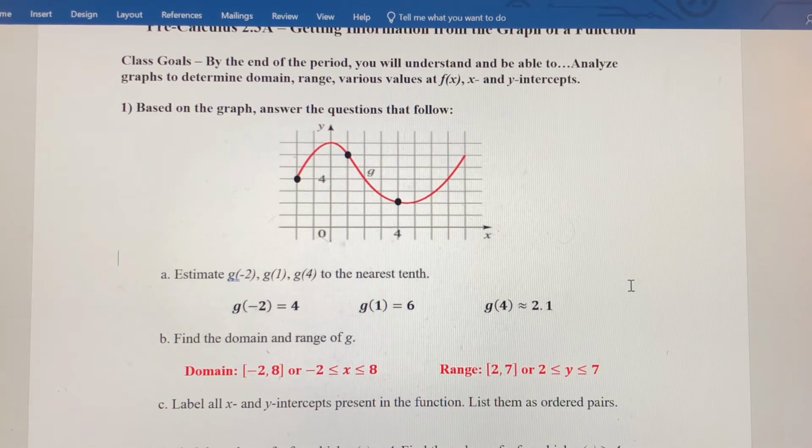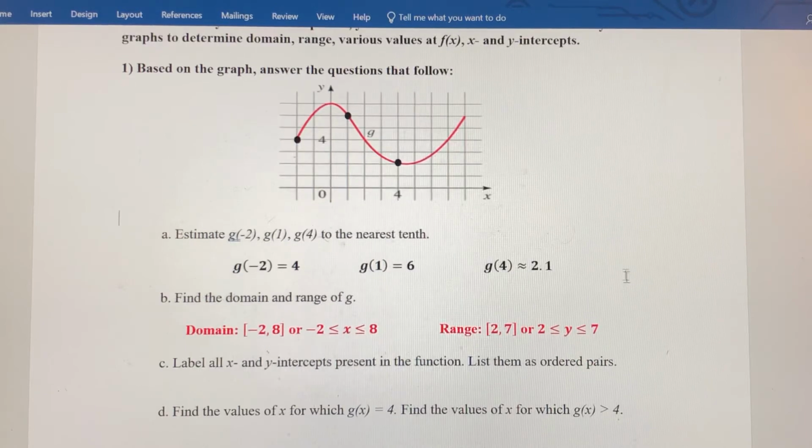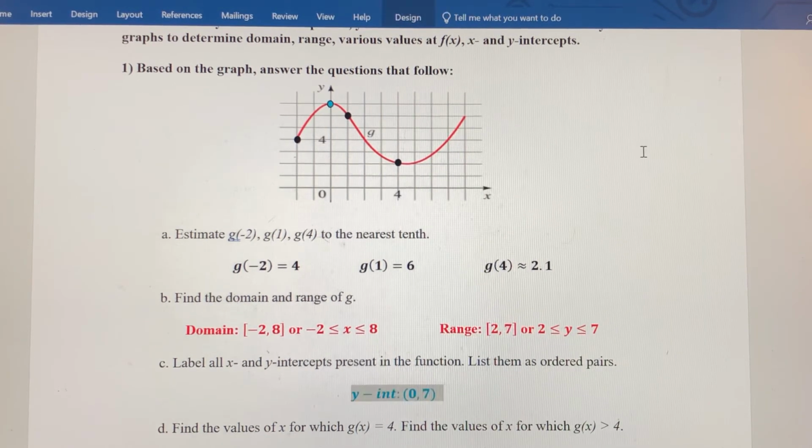Now, intercepts. This one's pretty easy because there's only one intercept. Notice the x-axis is here, and the graph never touches the x-axis, so there are no x-intercepts. There is one y-intercept, though. The y-axis is here, so if you'll notice, the graph crosses the y-axis right here, okay? So I've got my y-intercept at (0, 7).